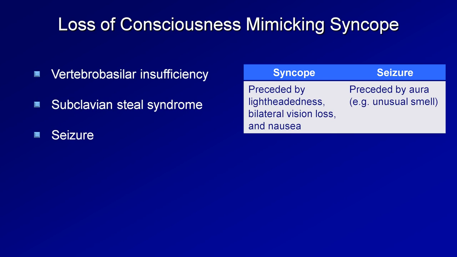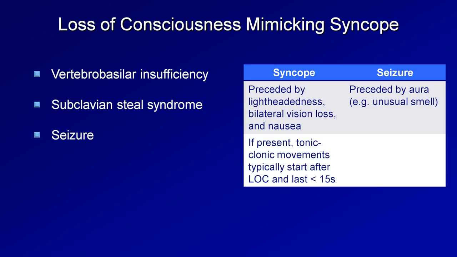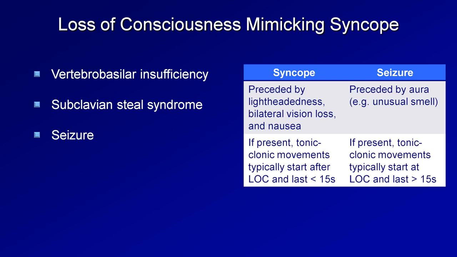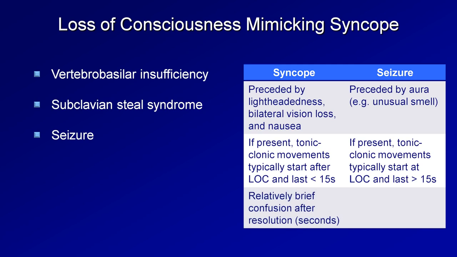On the other hand, seizures can also be preceded by unusual symptoms, but in this case there's frequently smells or tastes or other vague sensory input which are collectively called an aura rather than a prodrome. With syncope, if they are present, tonic-clonic movements typically start after the onset of loss of consciousness and last fewer than 15 seconds. With seizure, the movements start at the onset of loss of consciousness and last longer than 15 seconds. Lastly, with syncope, confusion after the event usually lasts seconds to no longer than a minute, while confusion after a seizure usually lasts several minutes and occasionally longer.